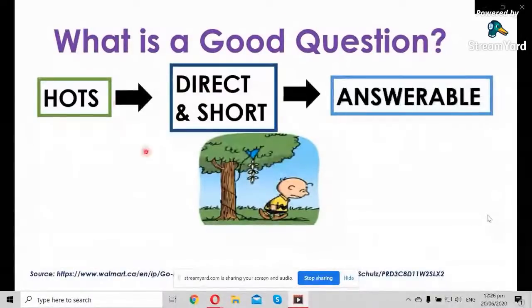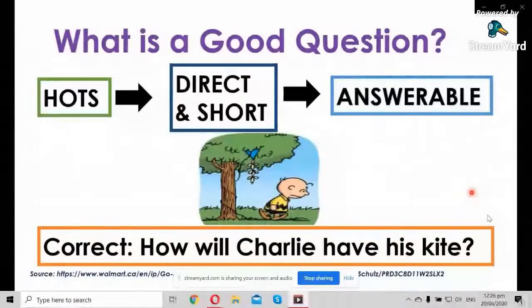Great. Now, which of the three questions earlier is a HOTS question? Do you have your answers with you? Let's try to know more. What is the correct answer? The correct answer is, how will Charlie have his kite? Because in this question, the word how is a HOTS question. And this question is direct and short. Why? Because how refers to the action of how Charlie will do it. And it is answerable not by yes or no, but by the question how. And this is very important. Now, do you get it? Can you make now what is a good question?